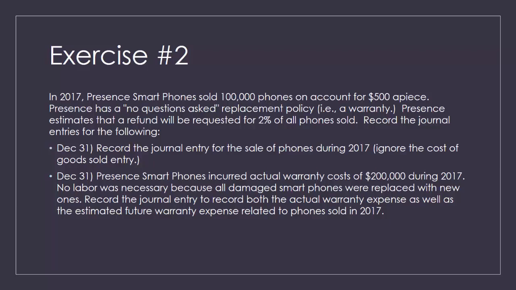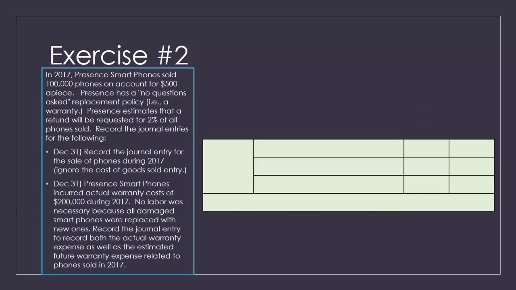So we need to record the journal entries for the following things. First, the credit sale for these phones during 2017, and then we also need to record not only the replacement costs that we already paid during the year, but what we expect to have to pay in the future for units sold during 2017. Start with the first entry because it's much easier. Record the journal entry for the sale of phones during 2017.